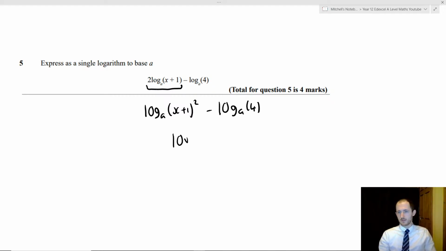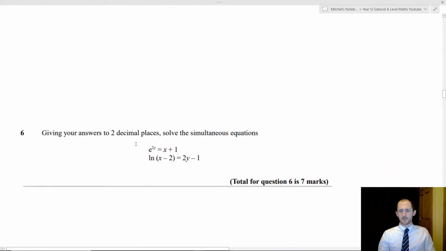So this is log base a. Technically I didn't do it quite accurately. This would be x plus 1 squared, not the whole logarithm squared. But that's okay. Super easy. Again, the questions do get harder as you go along.